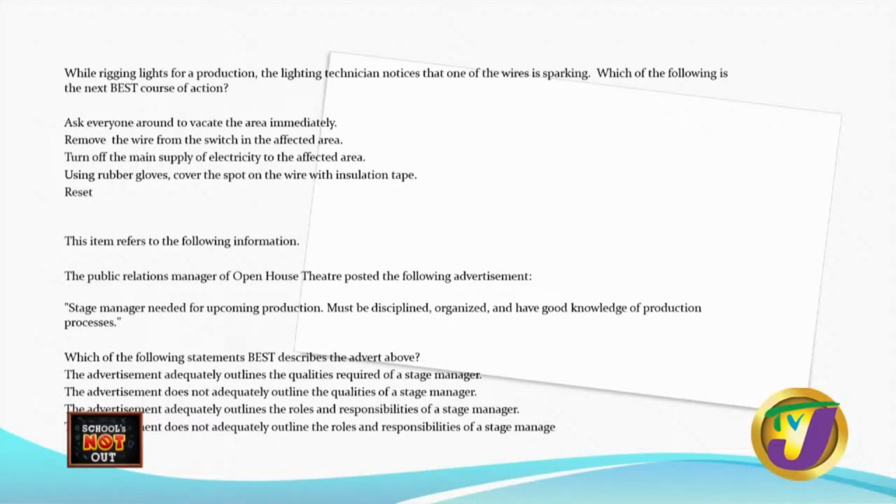This item refers to the following information. The public relations manager of Open House Theatre posted the following advertisement. Stage manager needed for upcoming production must be disciplined, organized, and have good knowledge of production process. Which of the following best describe the advert above? The advertisement adequately outlines the qualities required for a stage manager. The advertisement does not adequately outline the qualities of a stage manager. The advertisement adequately outlines the roles and responsibilities of a stage manager. The advertisement does not adequately outline the roles and responsibilities of a stage manager.